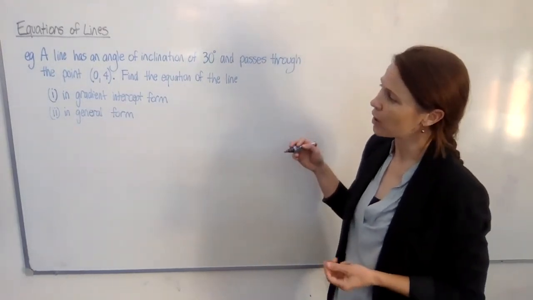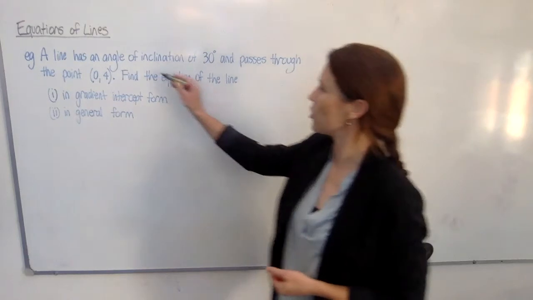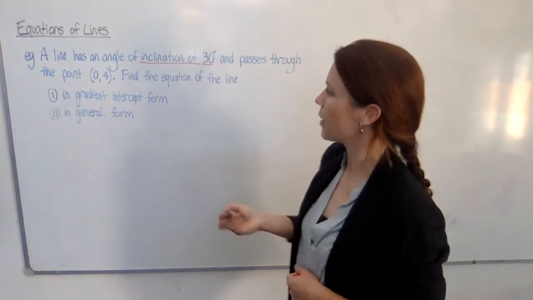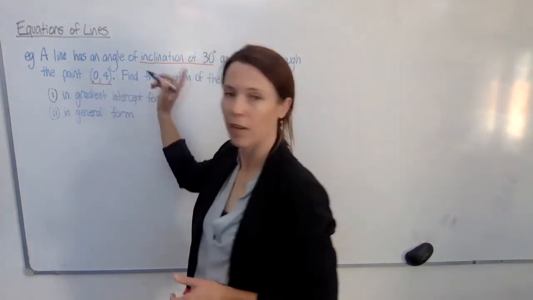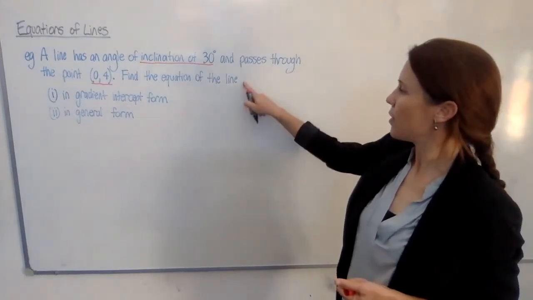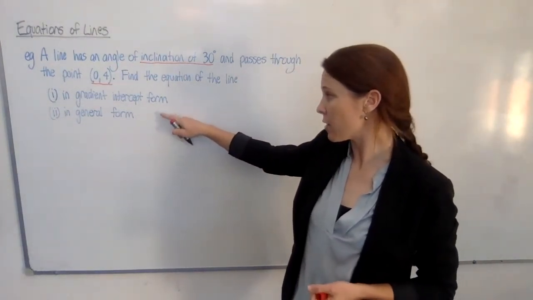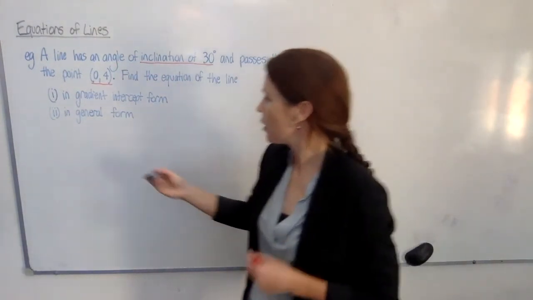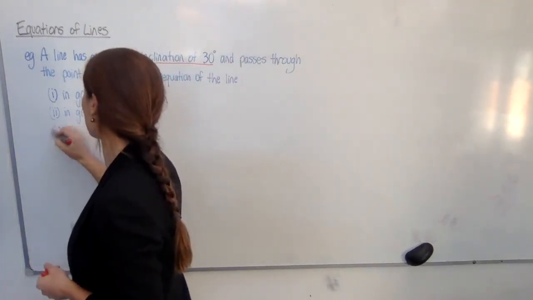Now in this example, a line has an angle of inclination of 30 degrees and it passes through the point (0, 4). I've underlined the two clues. Find the equation of the line first in gradient intercept form and then in general form. Alright, let's have a look at gradient intercept form first.